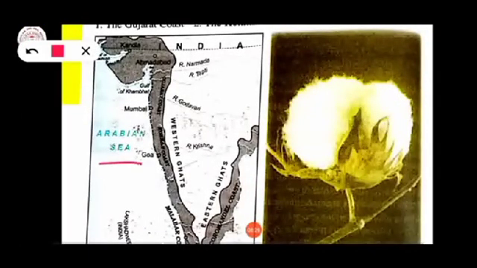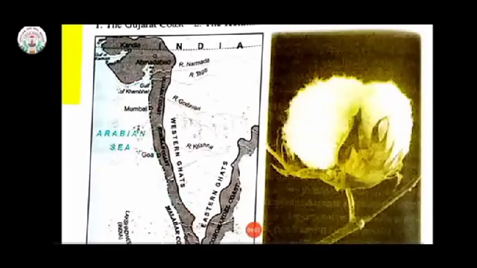Here the Arabian Sea is there, and here the Western Ghats are there, and it is close to the sea. It is not very far. We read in the previous chapter that it is a narrow plain, and it consists of three sections: Gujarat Coast, Konkan Coast and Malabar Coast.